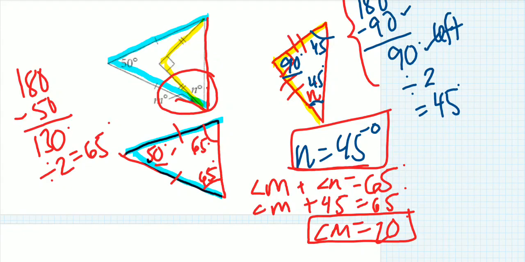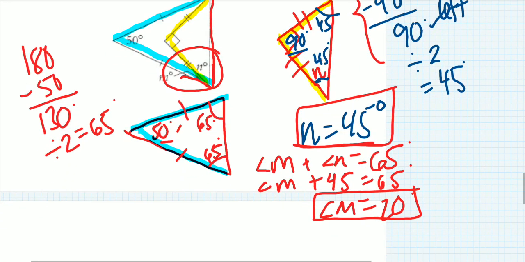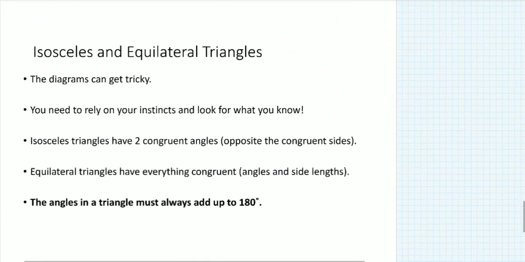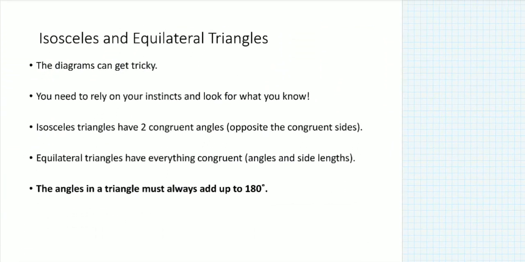All right, so just as a quick recap here, I'm going to show you some little tricks. I do realize that the diagrams can get tricky. You just need to rely on your instincts. Look for what you know, right? If you see an equilateral triangle, go with that because you automatically know that it's equal to 60 degrees. Work with vertical angles, work with linear pairs, okay? Know the basic definitions of an isosceles and an equilateral. And then honestly, I think the most important part is you know that the angles in a triangle must always add up to 180, okay?